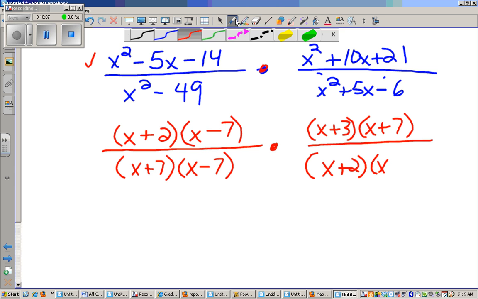Oh, that should be a positive sign, sorry. x plus 2, x plus 3. Hopefully your notes will still show that. That should be positive here.